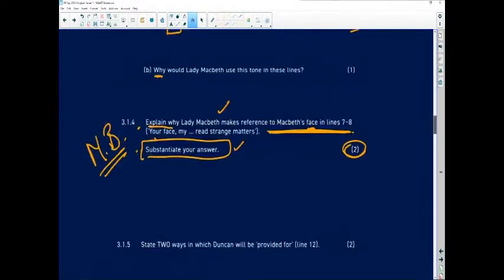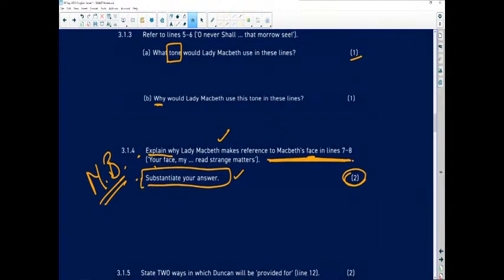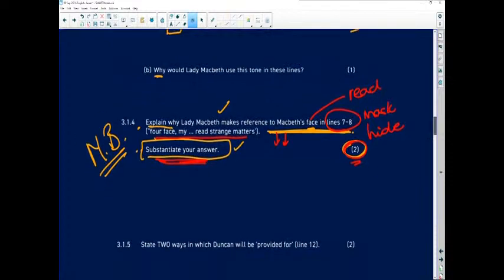Right. And notice how we got there. We went to the lines and we read those lines, but we also read what came after it to get some idea of why she's saying this. And we really saw it. So 2 marks. I would say his face, everybody can read his thoughts of murder, and she wants him to mask his emotions. She wants him to hide his emotions so that nobody will know what they're planning. Lovely. And I should get my 2 marks, I would think.